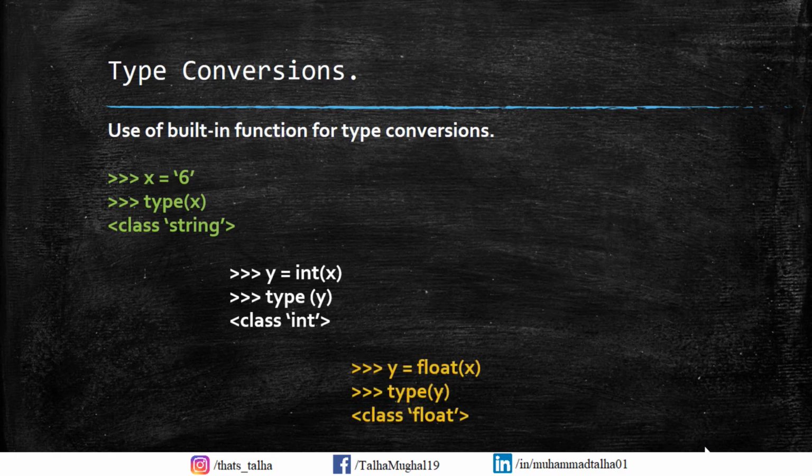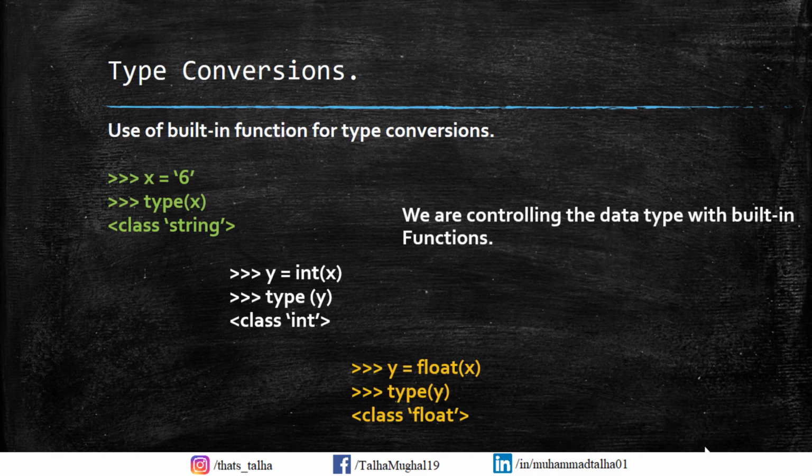In the third example, I am using the exact same variable which has the value 6 as a string, and this time I am putting that x inside a float function, and I will store the value of this float function in variable y. Now after finding the type of y, I will get a class of float, because the float function has changed the data type of x from string to float.